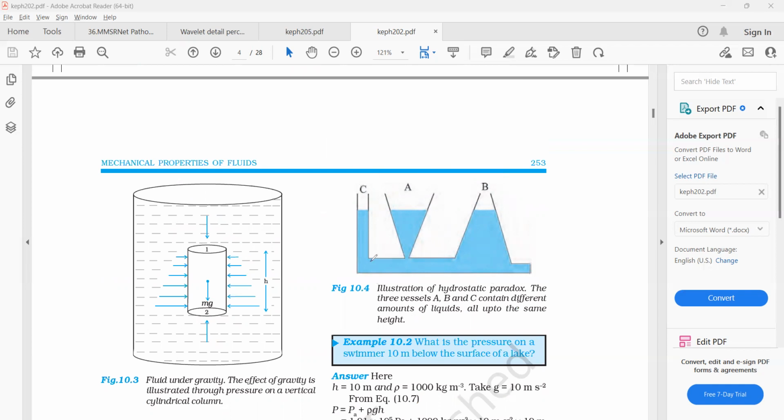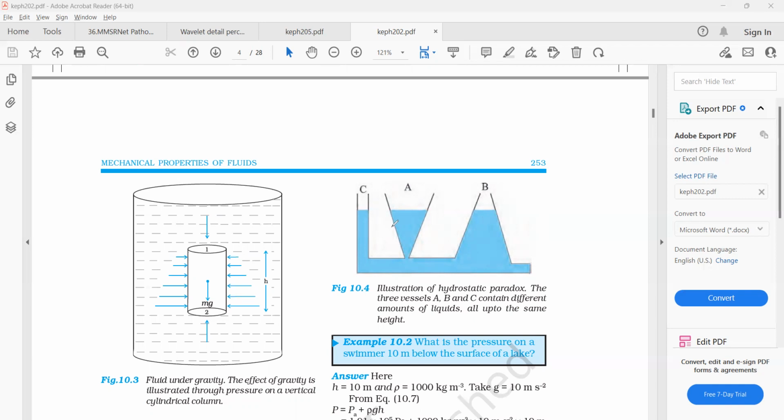Now, because the same pressure is exerted at the bottom of all three vessels, if I remove liquid from vessel C, the height in vessel C will come down, for example to point 1. Then surprisingly, the heights in vessels A and B will decrease in such a way that they bring back C to a new height such that the heights of the water in A, B and C are all the same.